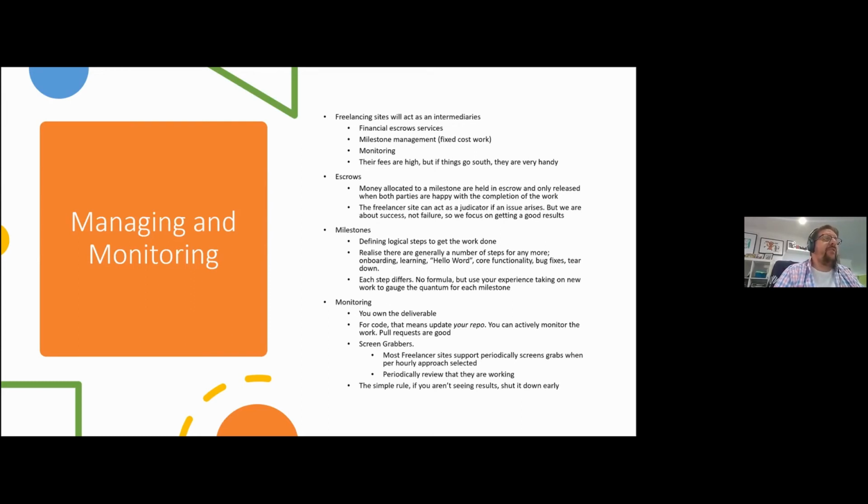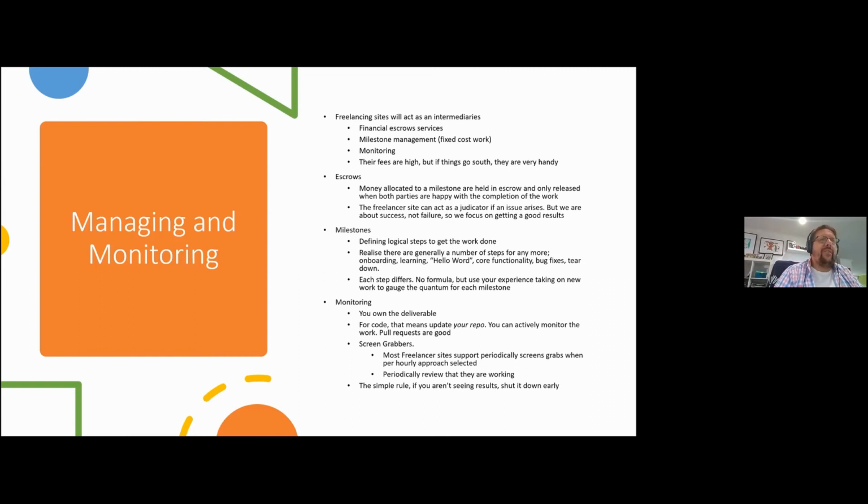What we do is you generally set up milestones. You allocate funds to that. They're held in escrow, in other words, they're held by the freelancer site. When both parties are happy, then the money is released. So that's something to be mindful of. Essentially, there's a third party that sits in between. In a lot of sites, they can act as adjudicator if you're unhappy with what was being delivered.